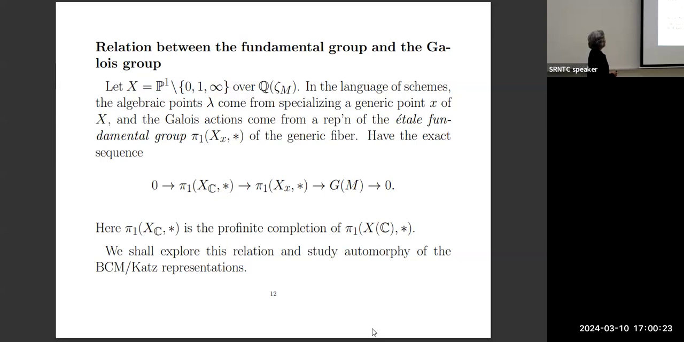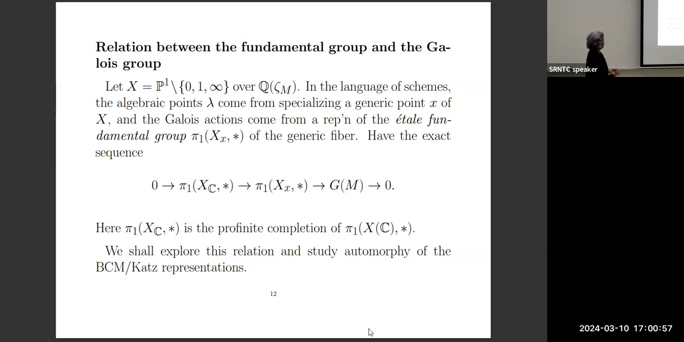Okay. So it turns out that they are related by the étale fundamental group of the generic fiber. Okay. So the Galois group, which shows up in the CATS representation there, is a quotient of this étale fundamental group. And the kernel is given by the profinite completion of the fundamental group we are interested in. So this is how they are related. Okay.